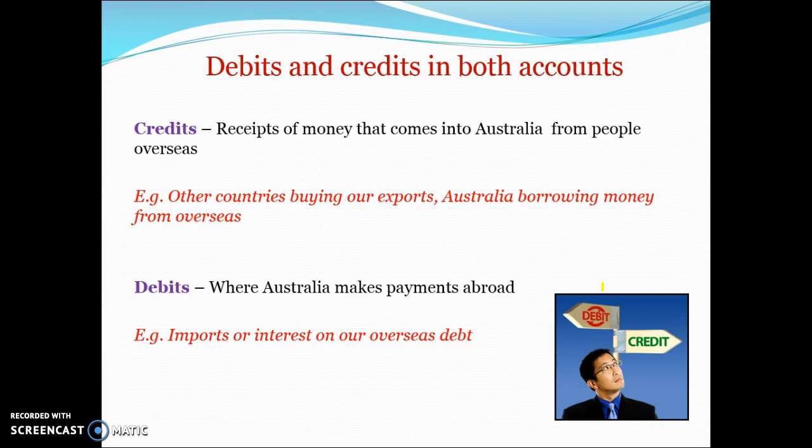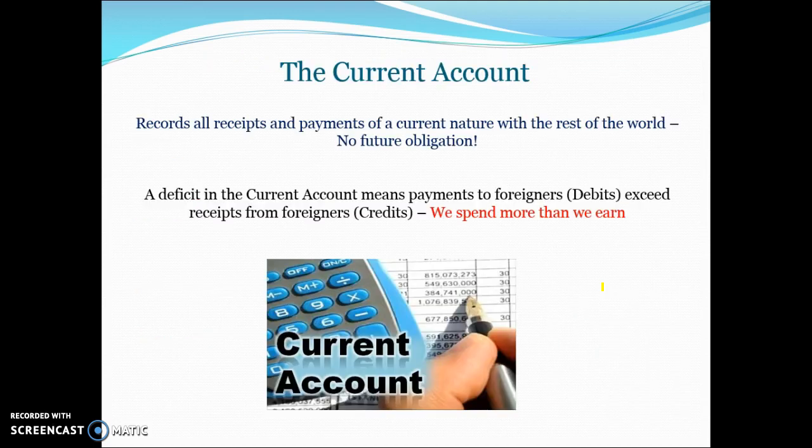So for example, if I buy shares in Facebook, that would be an example of a debit because Facebook would receive the money. When I get the dividends on those shares, that would be a credit because they're giving me the money back. The current account records all transactions with the rest of the world with no future obligation.